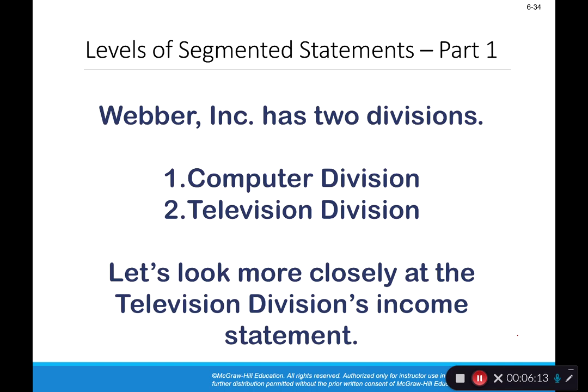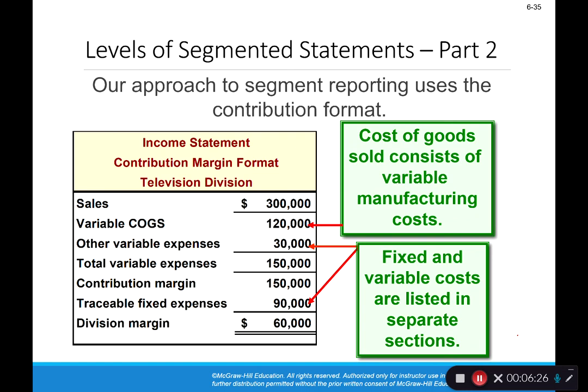So let's go through a little example to demonstrate these concepts. Weber Inc. has two divisions, a computer and television division. We're going to look a little more closely at the television division's income statement. So here's the contribution margin format for the television division. You can see sales minus variable costs gives us our contribution margin, and then we take out just the traceable fixed costs to arrive at the division margin.